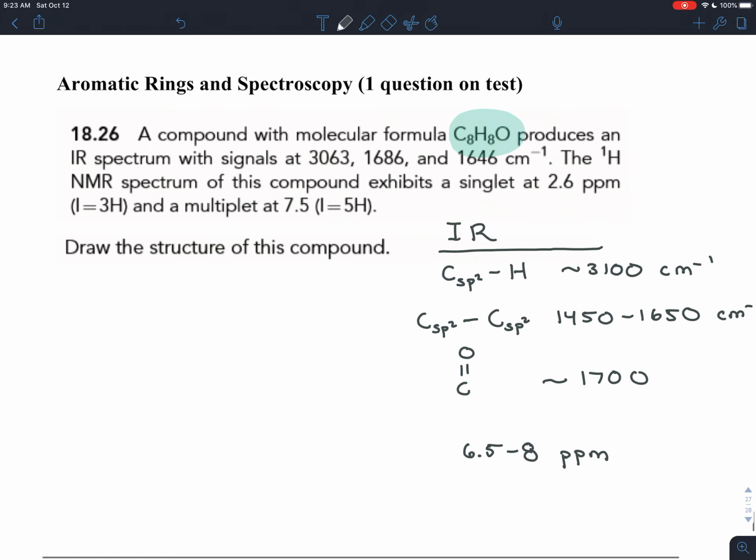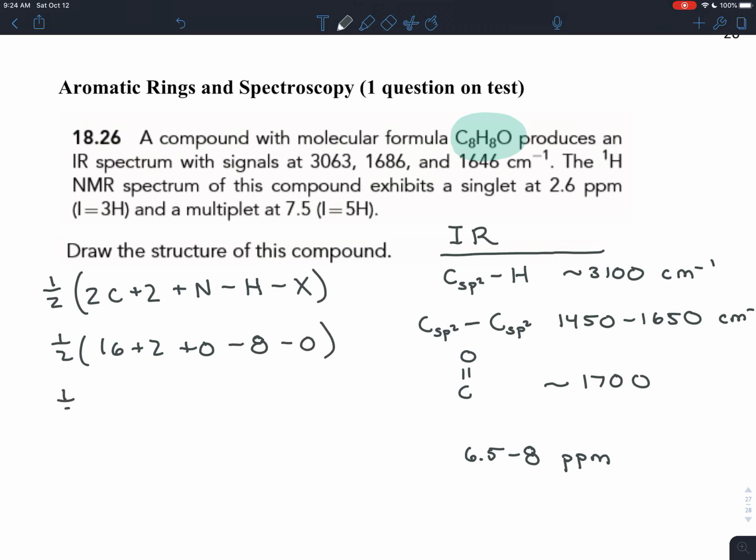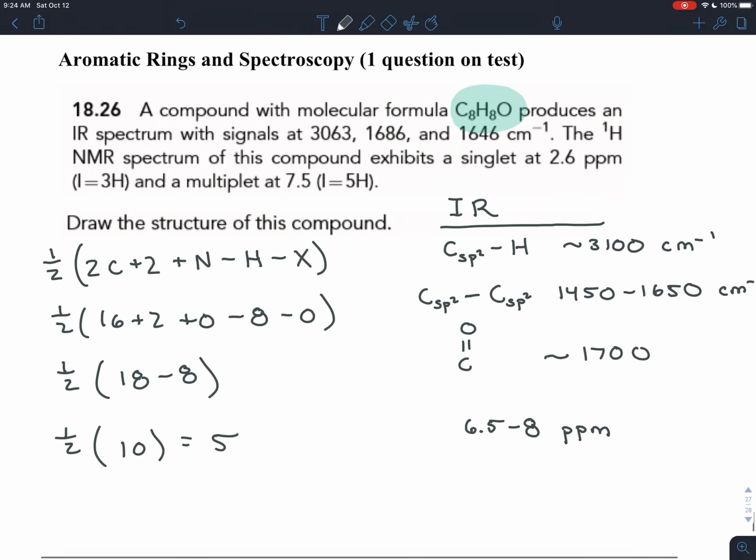Once you have the molecular formula, which they usually give you in these problems, the first step is always to find the index of hydrogen deficiency. That tells you how many pi bonds or rings you have in the molecule. And that's 1/2 times 2 times the number of carbons, plus 2, plus the number of nitrogens, minus the number of hydrogens, minus the number of halogens, so fluorine, chlorine, bromine, and iodine. So here that's 1/2 times, we have 8 carbons, so 2 times 8 is 16, plus 2, we don't have any nitrogens, we have 8 hydrogens, and we don't have any halogens, so that's 18 minus 8, or 1/2 times 10, which is 5.